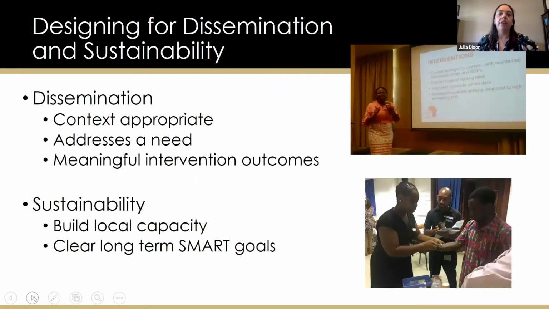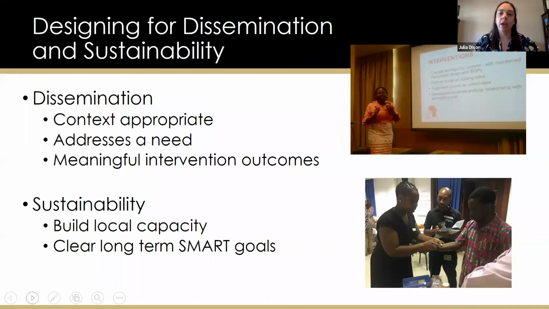Next slide. The final point that I want to leave you with, especially as it relates to educational interventions, is just designing for dissemination and sustainability. So the dissemination piece means some of the key things are that it really has to be context appropriate. You have to make sure that it's addressing a need, that the target audience actually thinks of it as a need, and then you have to measure meaningful intervention outcomes. So going a little bit beyond just pre and post test scores.